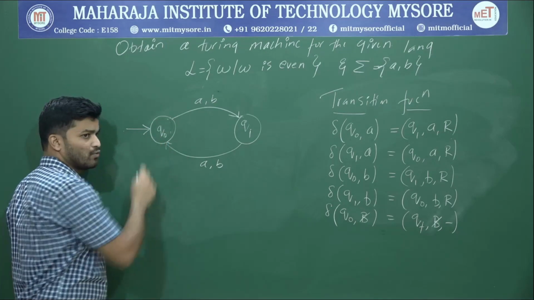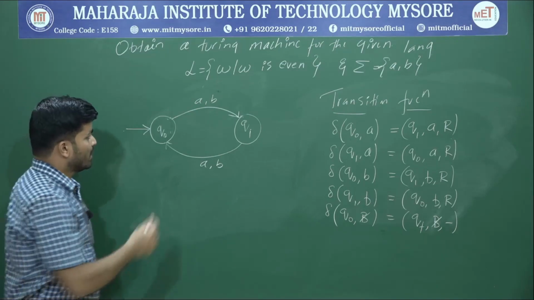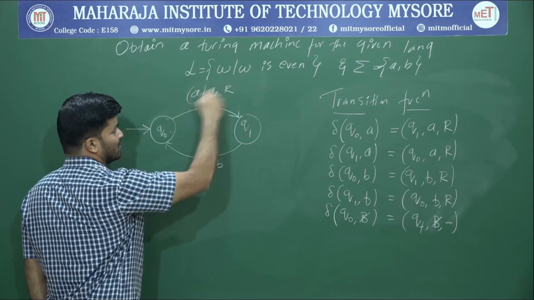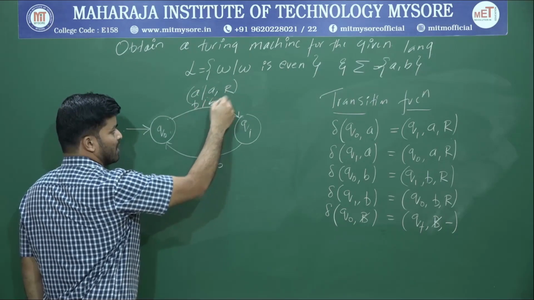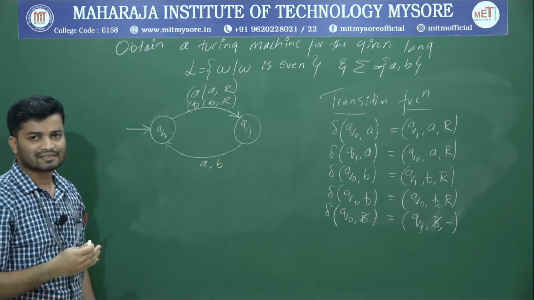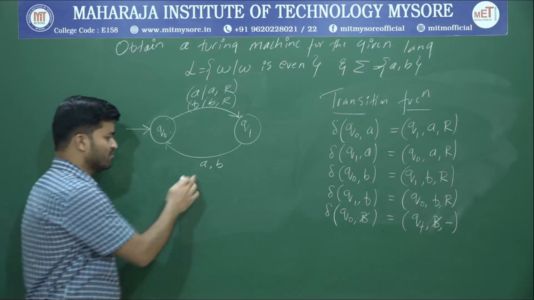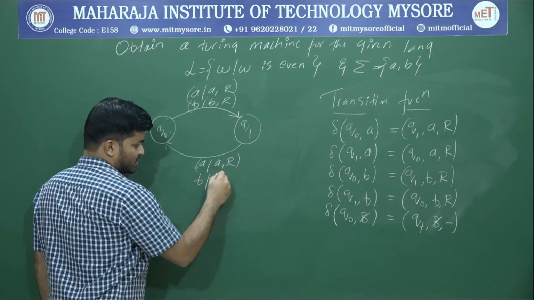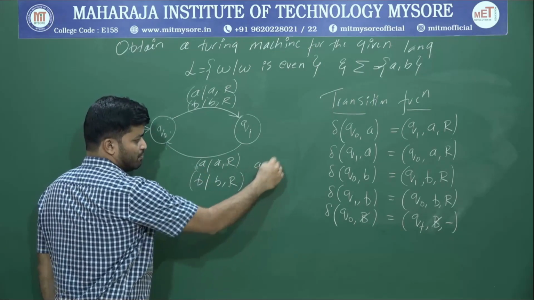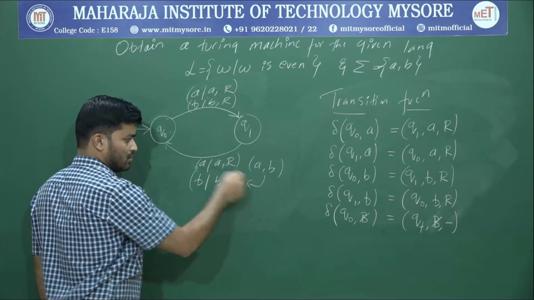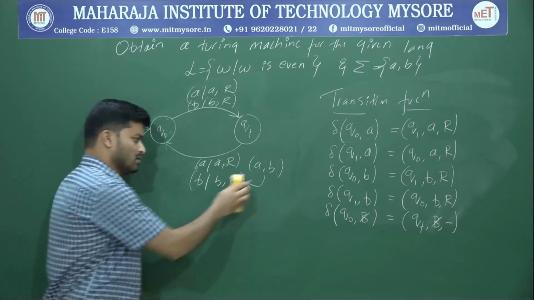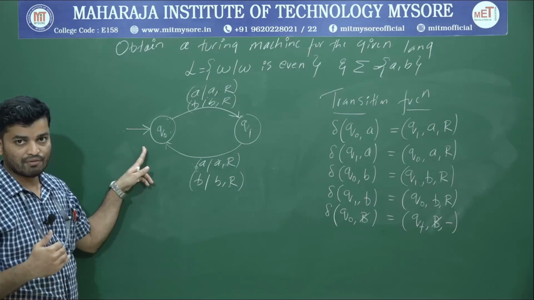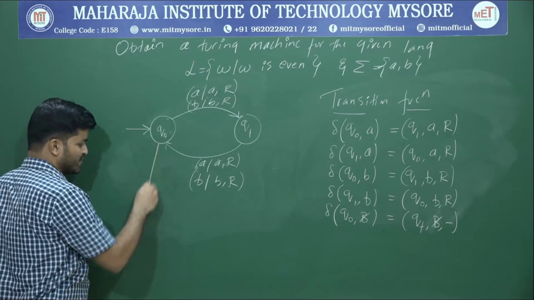First, make every final state a non-final state. And if there is a comma b, just write a slash a comma r and b slash b comma r. Same way here also, a slash a comma r and b slash b comma r. So if it is a comma b, replace that with this representation. Why? Because we are writing a Turing machine. Make the final state a non-final state, and for whichever was a final state, write one more transition to qf.